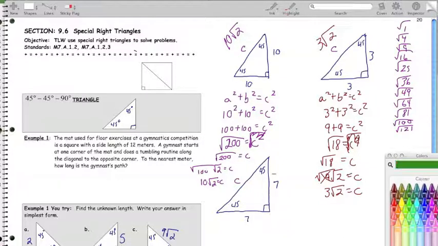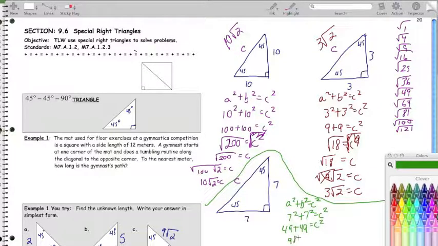Now in green I'll do the last one. It's going to be a squared again plus b squared is equal to c squared. So I have 7 squared plus 7 squared equals c squared. 49 plus 49 equals c squared. 98 equals c squared. I take the square root of both sides. I find that c is equal to the square root of 98, and that can be simplified into the square root of 49 times the square root of 2. Square root of 49 is 7, square root of 2. So my hypotenuse here is 7 square roots of 2.